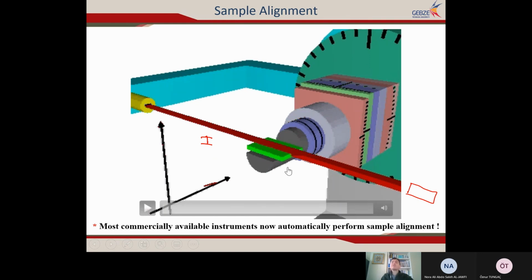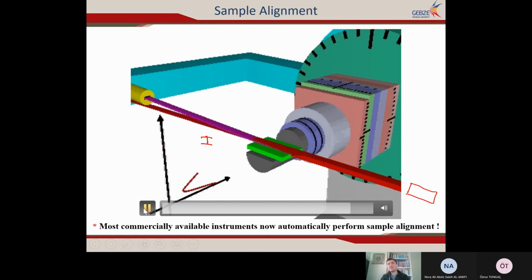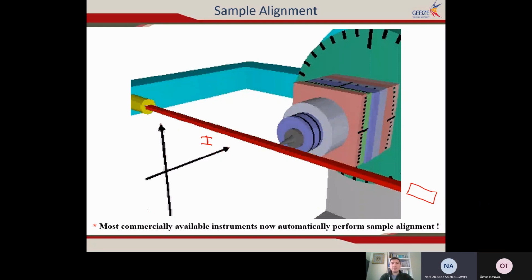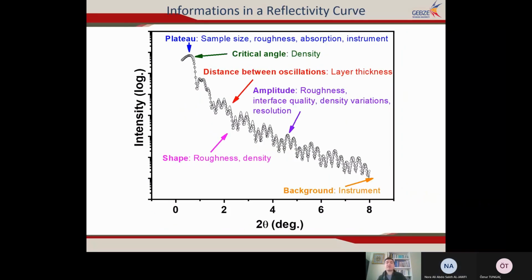the experiment. This was not the experiment, this was not the measurement. This is just an important step before the measurement, okay? This is the sample alignment in X-ray reflectivity experiments, and with this one, the alignment is finished. Okay, then let me continue with the information which we can get from a reflectivity curve.